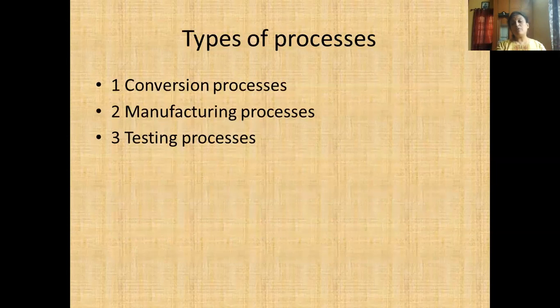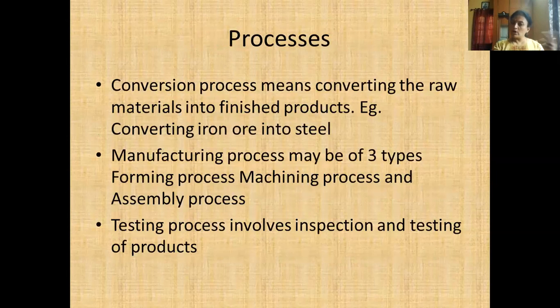So what are the types of processes then? Conversion process, manufacturing process, then testing process. Conversion process means converting the raw materials into finished products. For example, iron ore will be converted into steel by processes. Manufacturing process may be of three types, that is forming process, machining process, and assembly process. Then comes testing process.